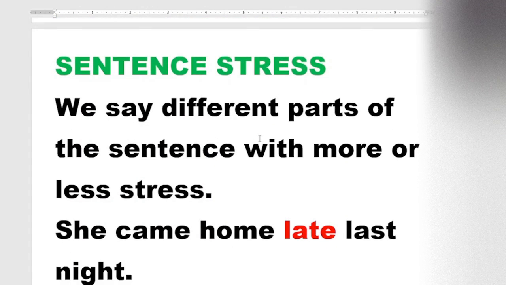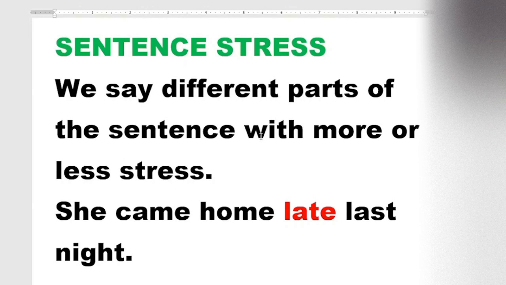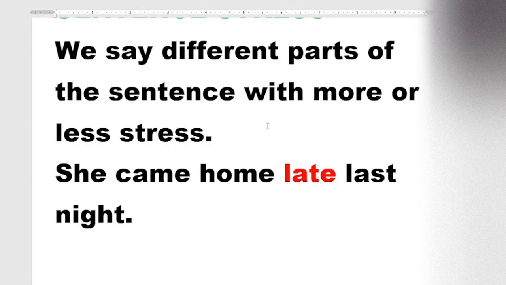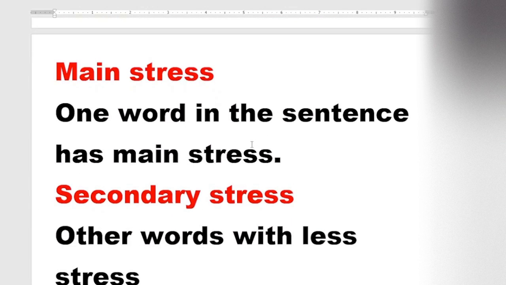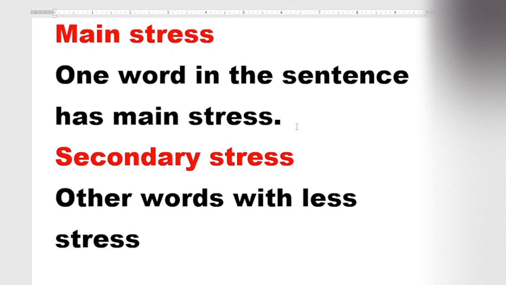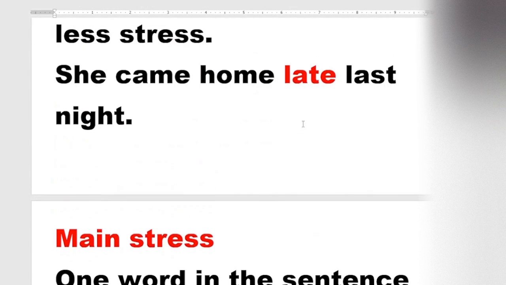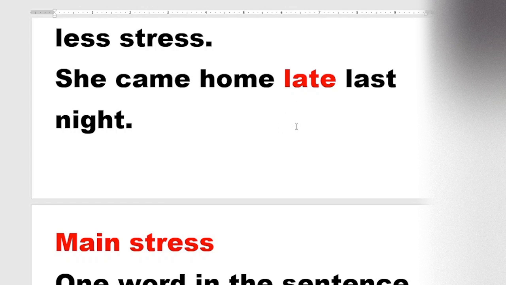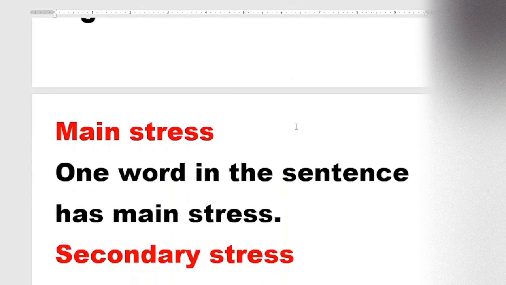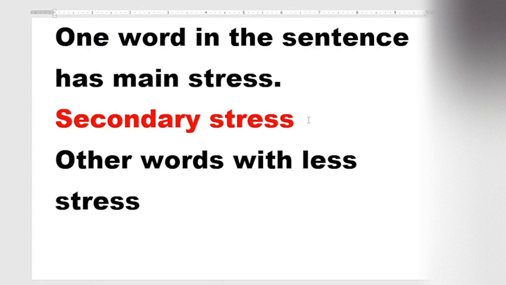Okay, let's go on to sentence stress. We say different parts of the sentence with more stress or less stress. She came home late last night. She came home late last night. She came home late last night. Here I'm stressing the word late. In a sentence, we have main stress and secondary stress. One word in the sentence has the main stress, like this: she came home late last night. I'm stressing late. Other words have secondary stress, with less stress.